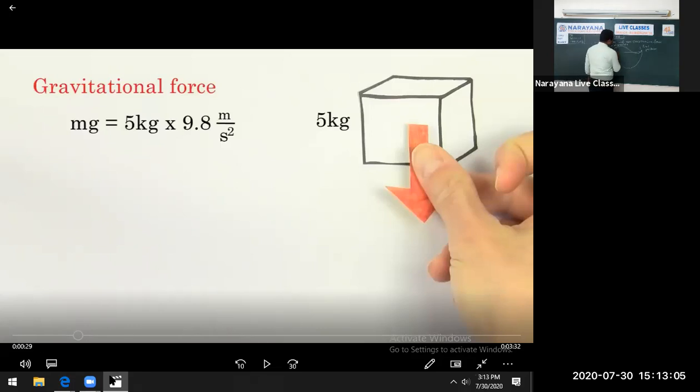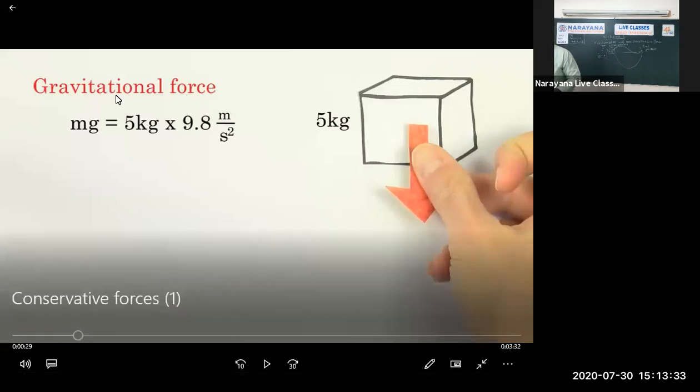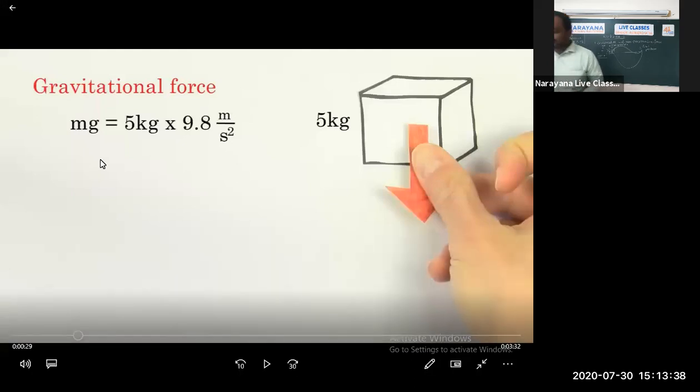So if you take from here to here or from here to here, in a round trip the work done should be zero. This is what I explained in the last class. Also, it does not depend on the path taken, but it depends on the initial and final positions of the path. Now, an example for conservative force. The best example for conservative force is gravitational force.